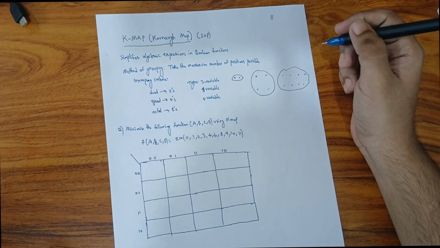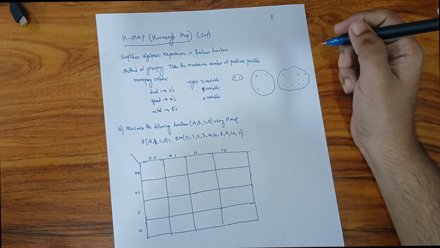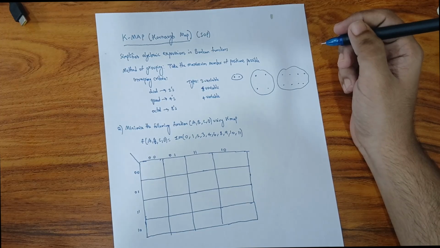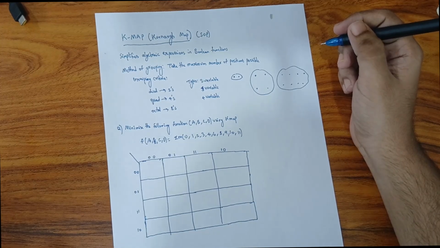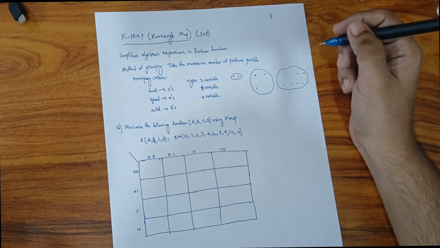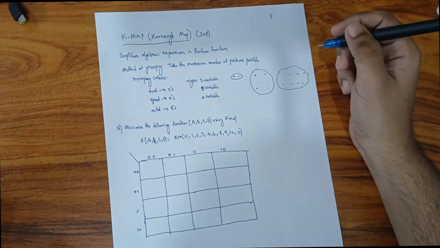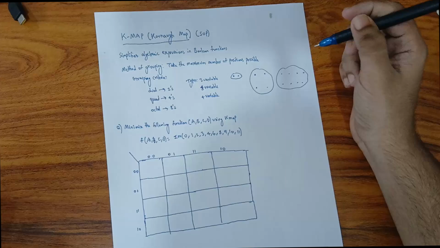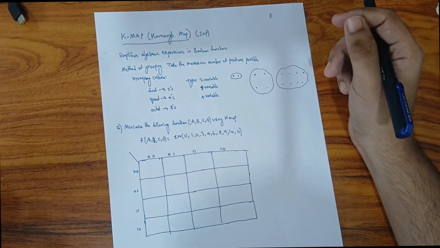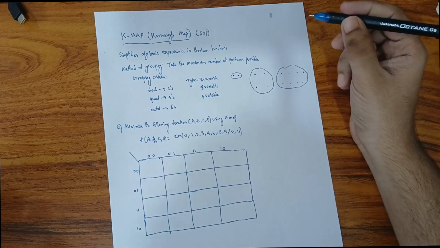So the Karnaugh Map is basically used in two cases, which are SOP and POS. SOP stands for sum of products, and POS stands for product of sums. Today we'll be looking at the sum of products case. I'll also be doing another video for POS. So let's get started. We use Karnaugh maps for simplifying the Boolean equations that we get in the questions.